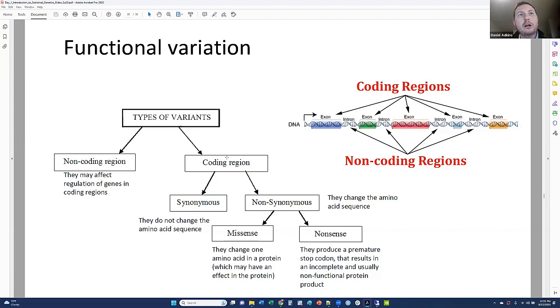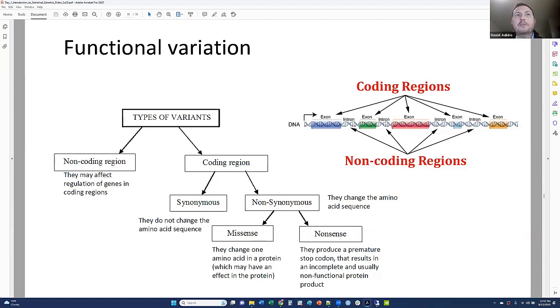Now, if a variant occurs in a gene and it occurs in the exon of a gene, we call it a coding variant. Those coding variants can be broken down further into synonymous and non-synonymous coding variants. A synonymous coding variant does not result in a change in an amino acid. So synonymous variants usually don't have big effects on the protein products or the eventual downstream phenotypic results.